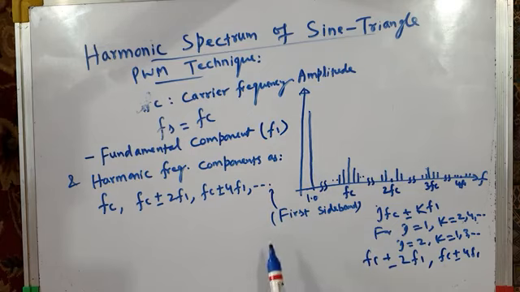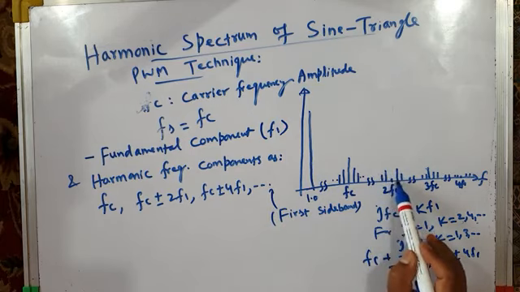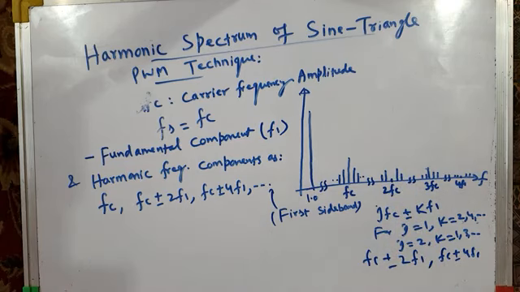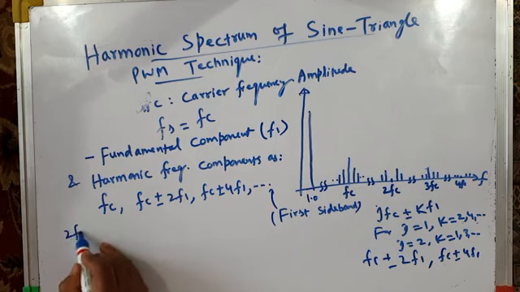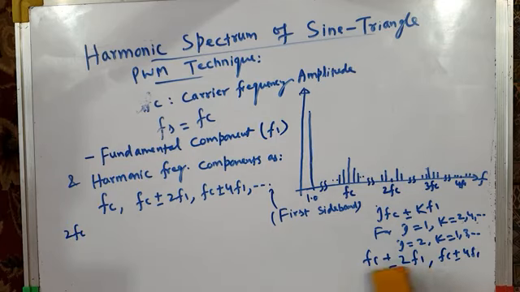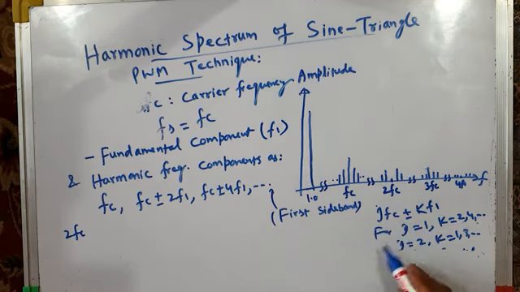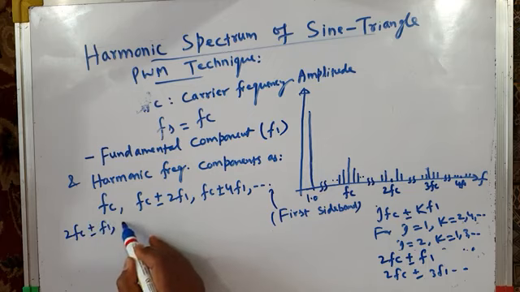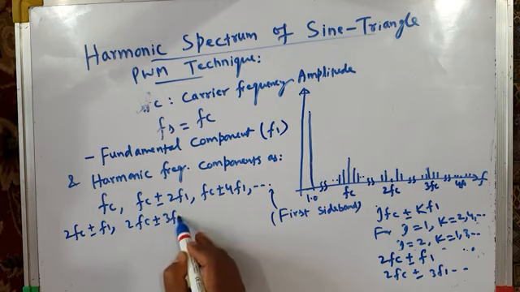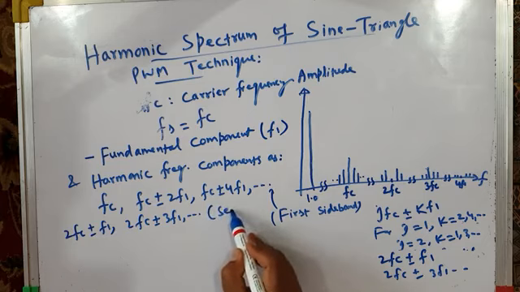Now my next most predominant harmonic will be around 2Fc, the sidebands around 2Fc. I have already told you that there will be no harmonics at even multiples of the switching frequency, 2Fc, 4Fc, but their sidebands will be there. So when J is equal to 2, it will be 2Fc plus minus K, where K is 1 or 3: 2Fc plus minus F1, 2Fc plus minus 3F1, and so on. This is called second sideband.